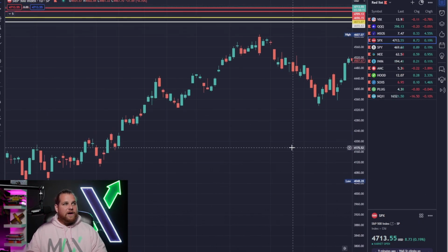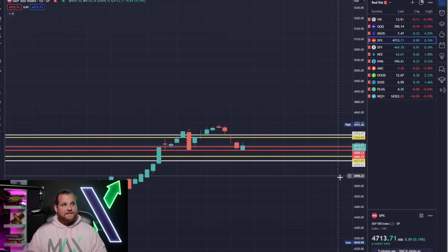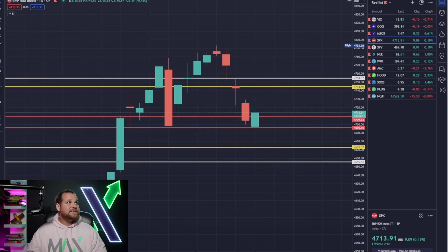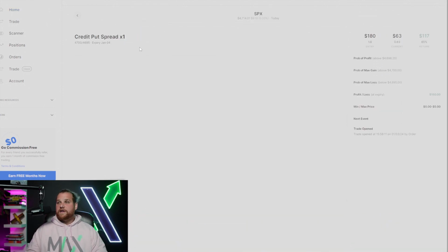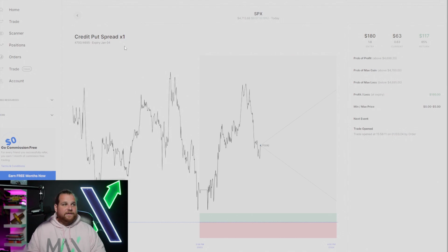I would say if you wait for 4 to 5 red days, you can take a statistical based entry like I have here, right at the money. Look at this. Perfect example. I only did 1 contract. It is no way near my max gain. My max gain is 4,700.